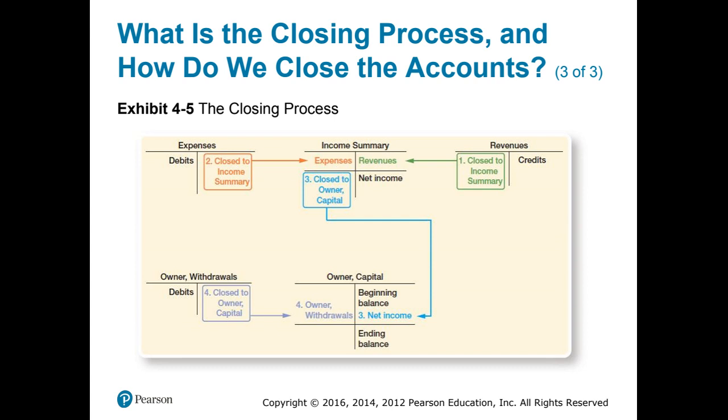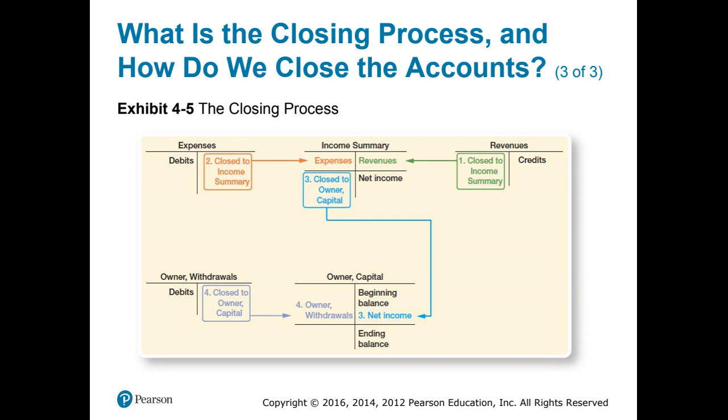So now we have our income summary, we have expenses. We need to bring in our revenues as well. So our revenues, we have a credit. To zero this out, we're going to debit our revenues to close this out, and we're going to bring this over to our income summary. Since we debited here, we're going to credit here. So we're going to credit our income summary for our revenues, and that's going to then bring down our net income.